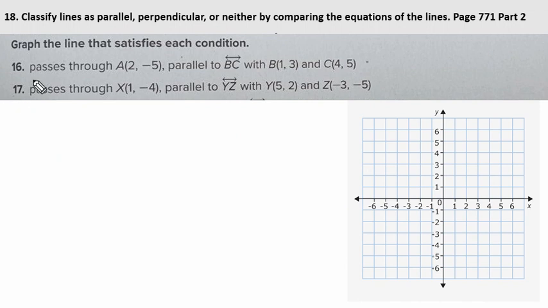Now question number 17, also graph the line that passes through a point. Again, this is parallel, same concept. So what do we have to do? First, X is (1, -4). Parallel to YZ: Y is (-3, -5) and Z is (5, 2).